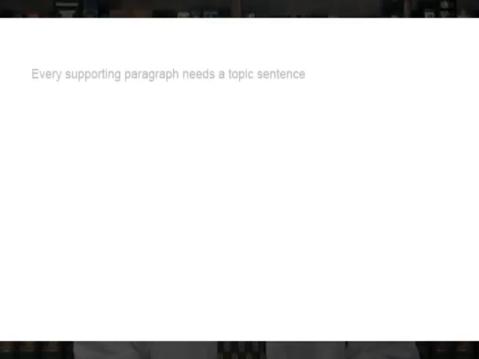Within supporting paragraphs as well, there are certain levels of detail that you need to include. The first, probably most specific detail, is the topic sentence. The topic sentence, again, is like your thesis. It focuses the supporting ideas. Each supporting paragraph needs a topic sentence. It needs to be clear and assertive. That's what the graders are looking for.